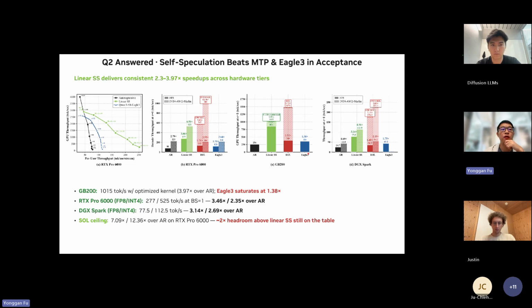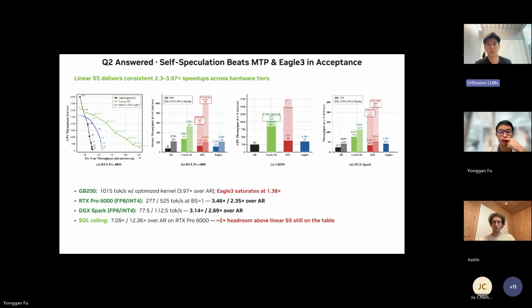For example, over AR on the GB200, with our optimized kernel, we can achieve about 4x speedup over AR and about 2.5x speedup over the Eagle 3 method. And also, as mentioned in this system throughput per user throughput trade-off, we can push forward the frontier. Especially under high concurrency scenarios, the MTP method will fall behind AR significantly. But for our model, we can simply switch to AR under these cases and only use self-speculation under some low concurrency scenarios.